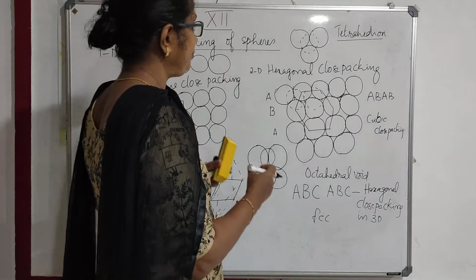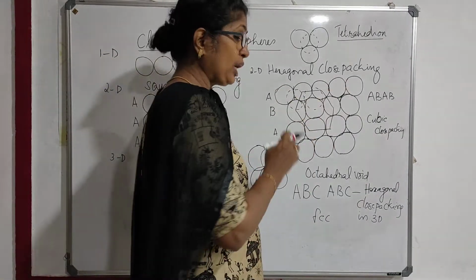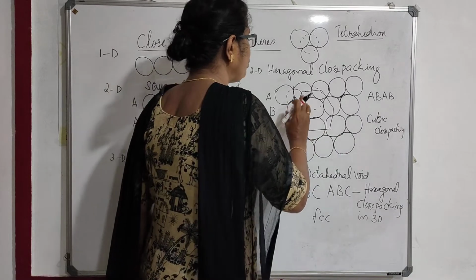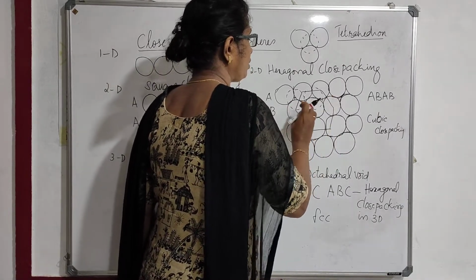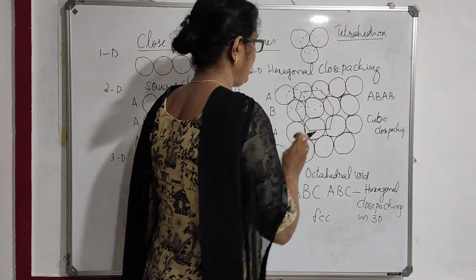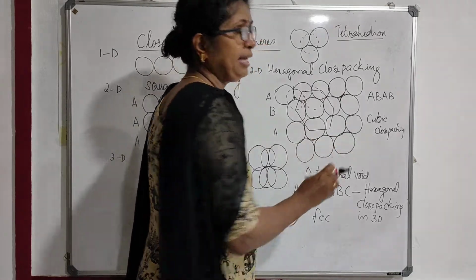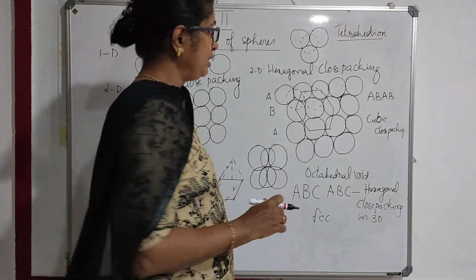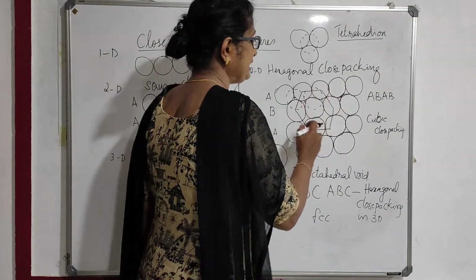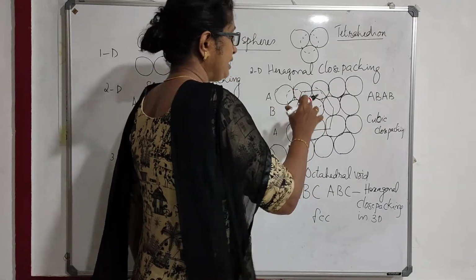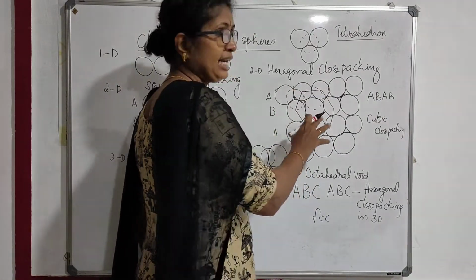Now if an A layer is kept, a row is kept, then in the grooves of the A row we place the spheres, we keep the B, then again A, again B, like that. If this AB type is repeated and you connect the centers, you get a hexagon. So this is called hexagonal close packing.